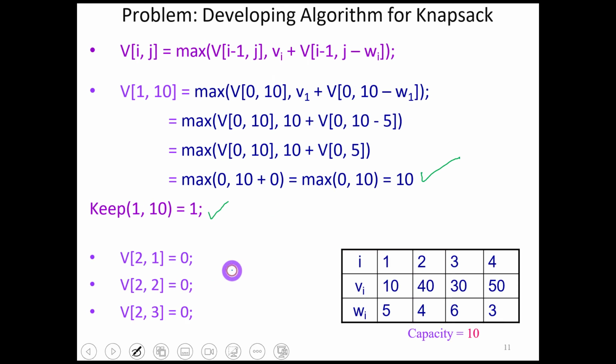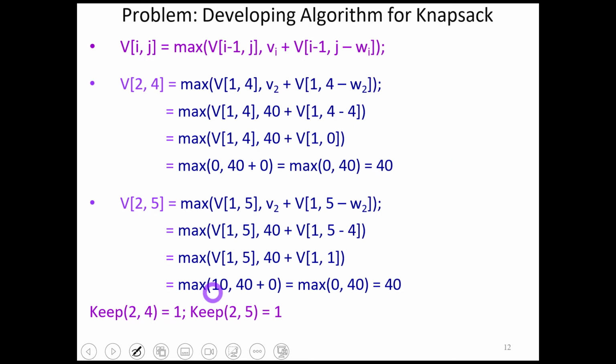We have just done these ones. These are the base cases. So for 2, 4, put the value of i as 2. So 2 minus 1 is equal to 1. Therefore, this 1 here, j is 4.